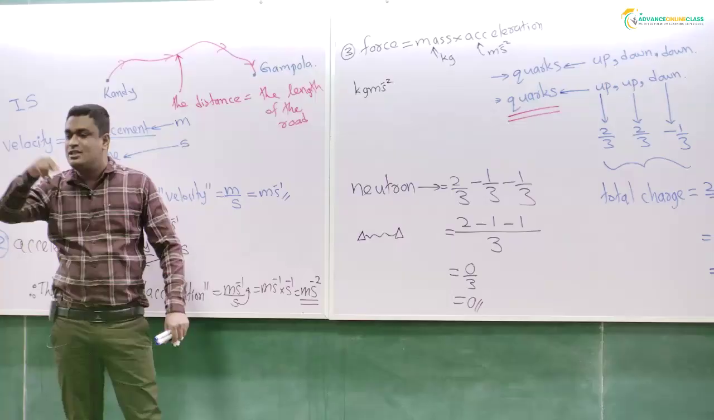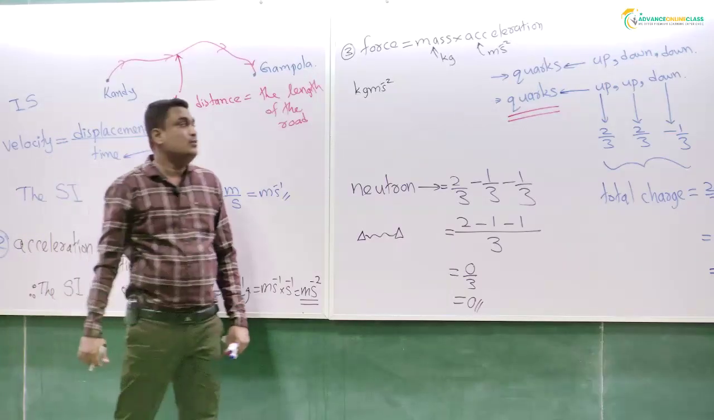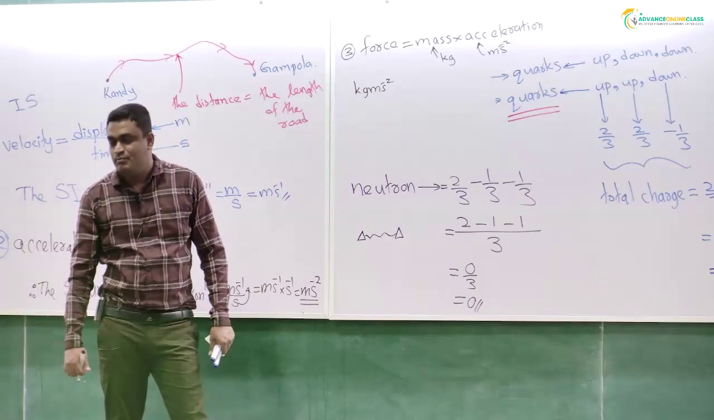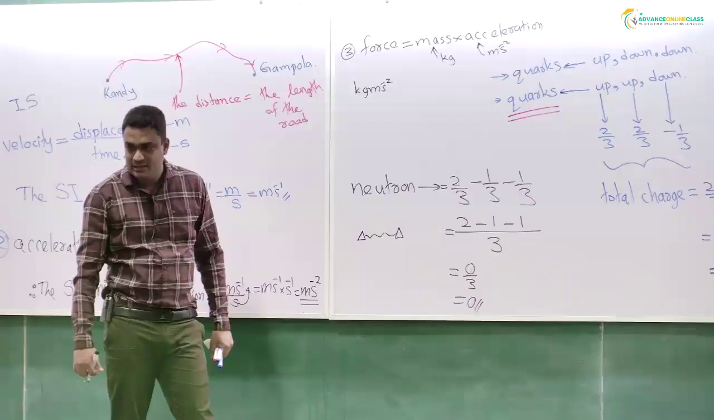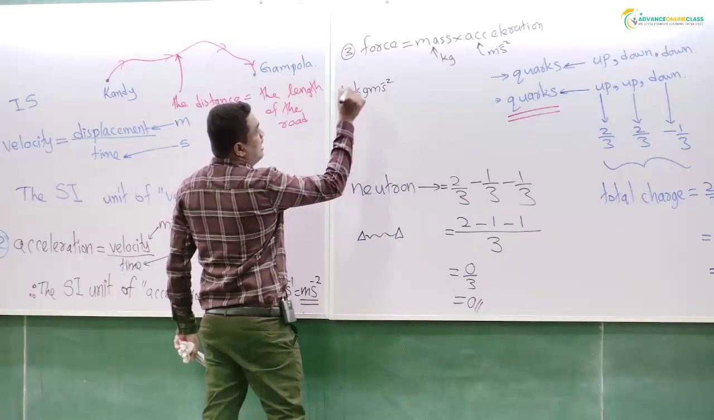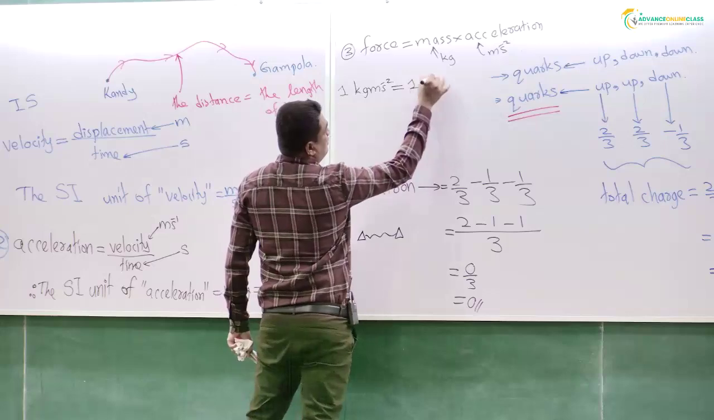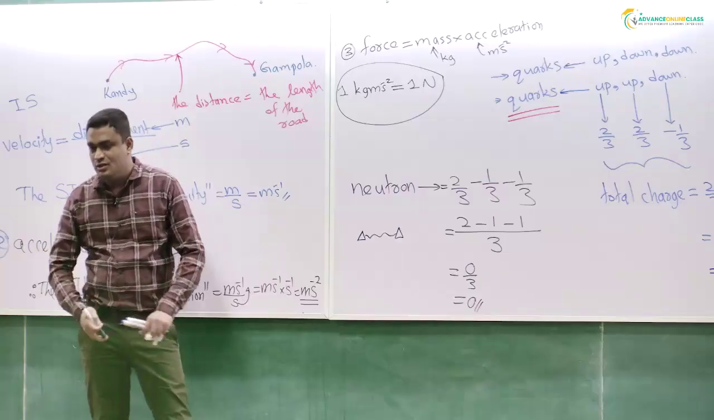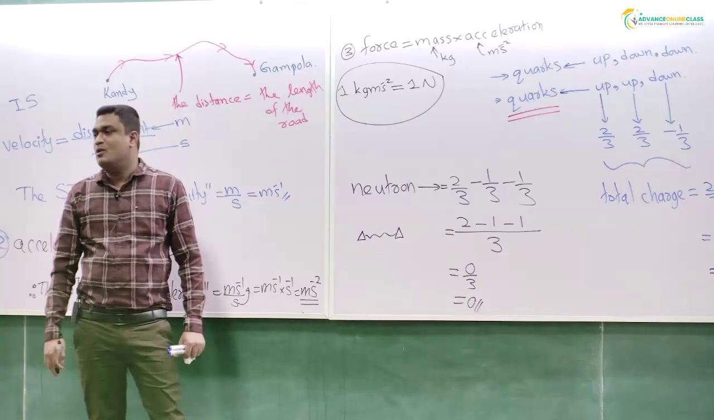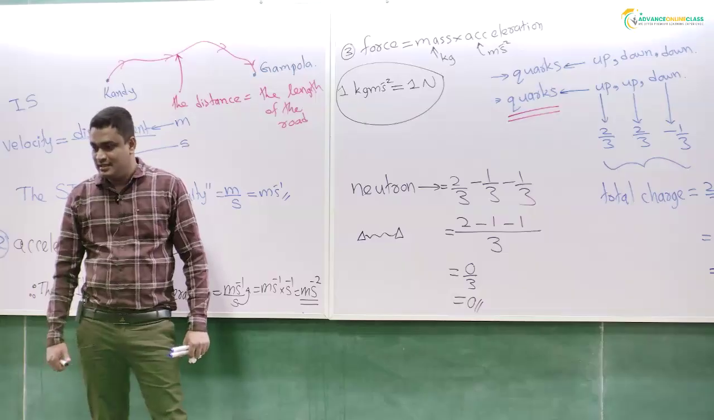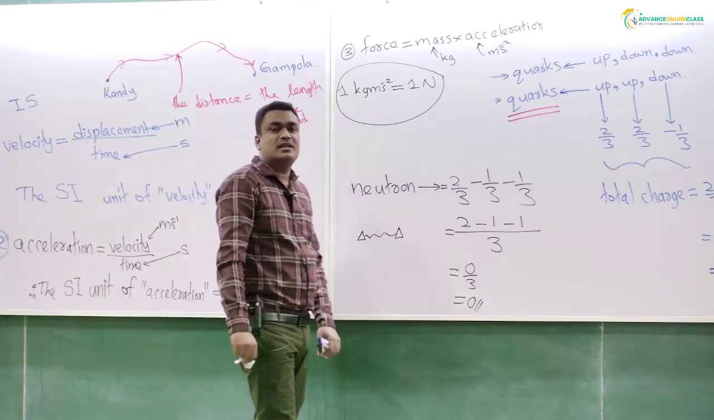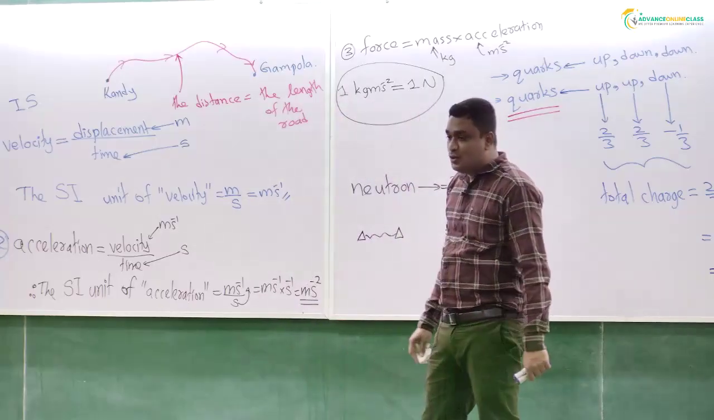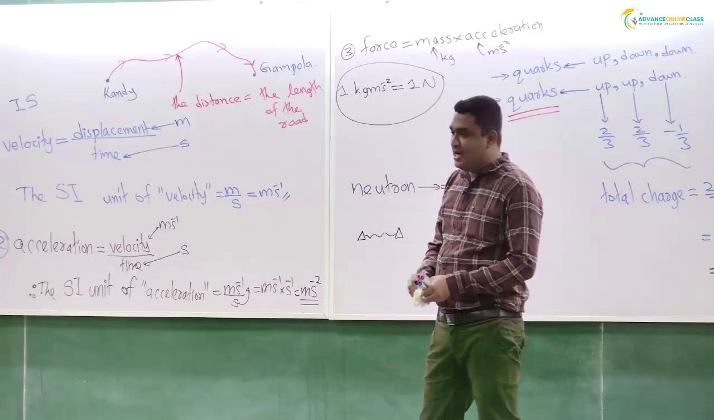But what's the unit that you have heard? Newton. Other scientists decided to give some respect as a memorial thing, as an honorable thing. They named 1 kg m s^-2 as 1 Newton, to respect Newton. The SI unit of force was named Newton. 1 Newton is equal to 1 kg m s^-2.